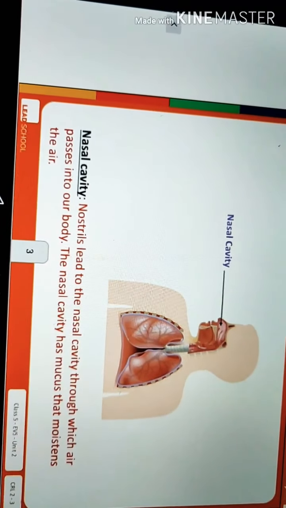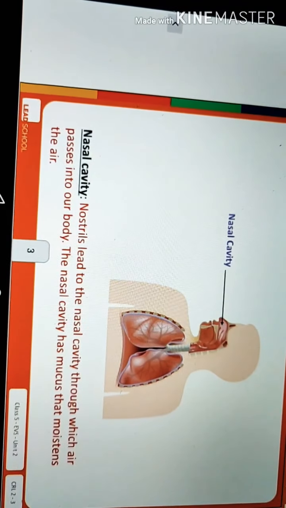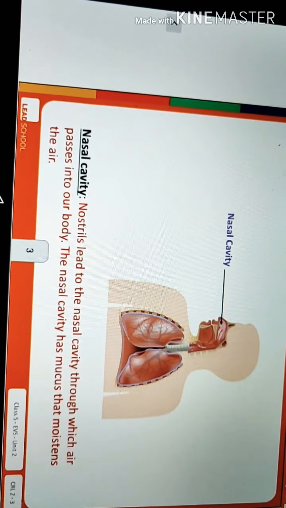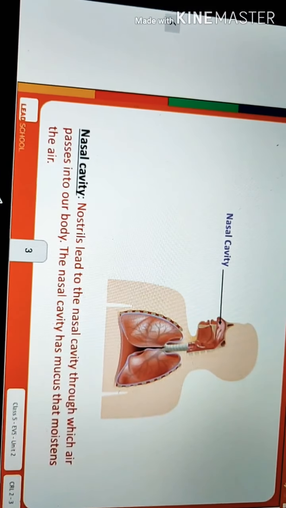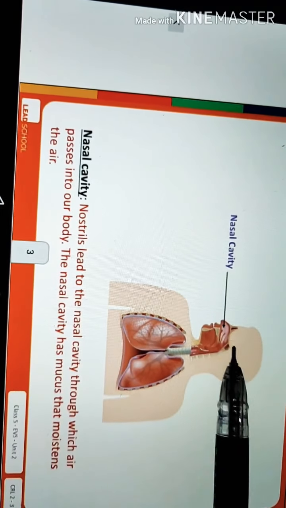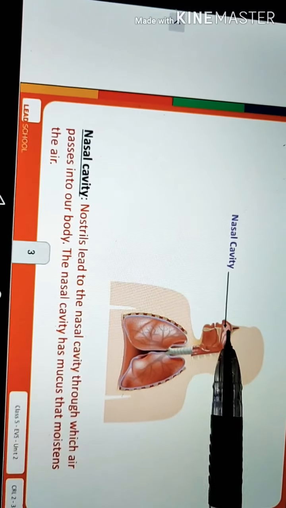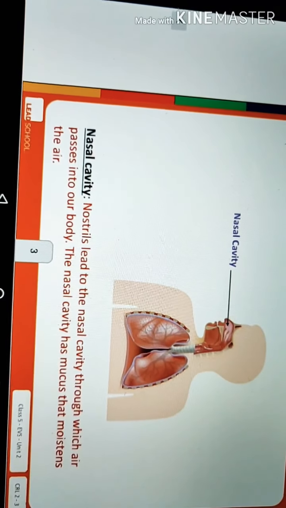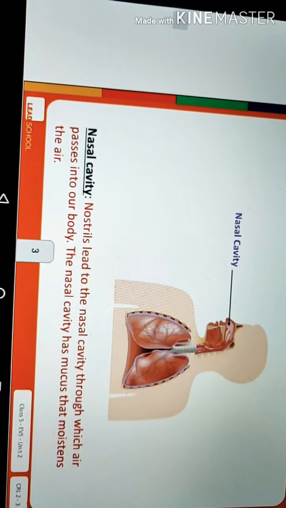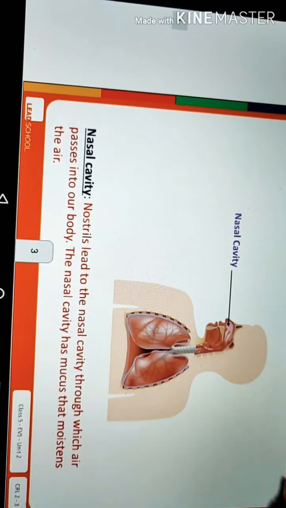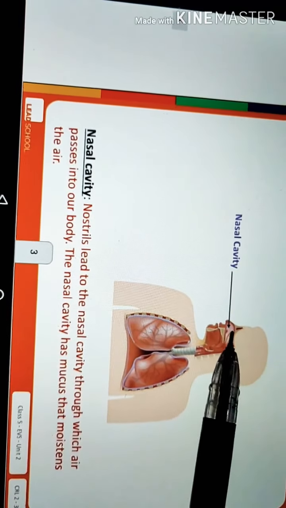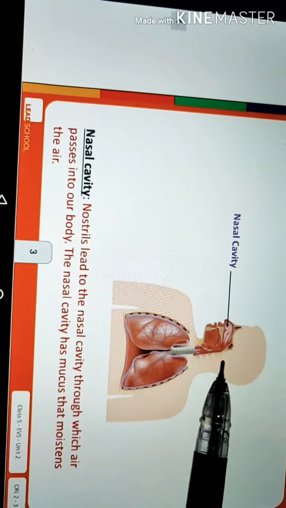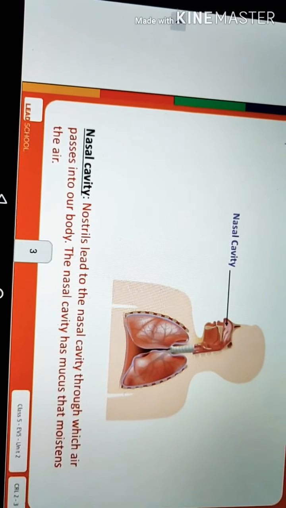Second part is the nasal cavity. Now how does the nasal cavity help us? Nostrils lead to the nasal cavity through which air passes into our body. As you can see, this is the nasal cavity. The nasal cavity has mucus that moistens the air. When we breathe in, due to the mucus present in the nasal cavity, the air is moistened.